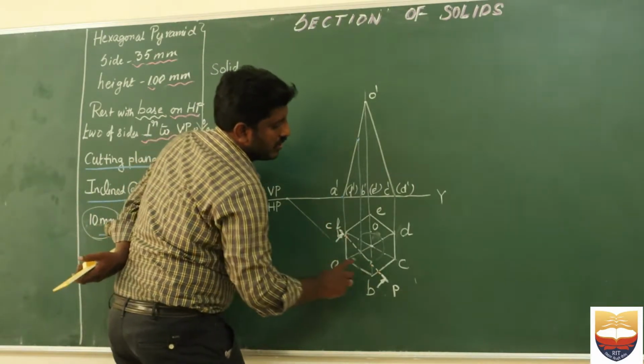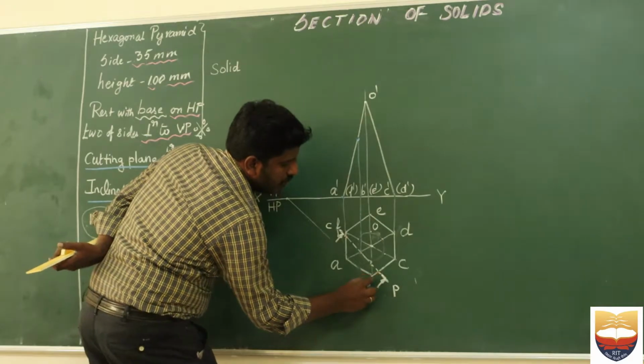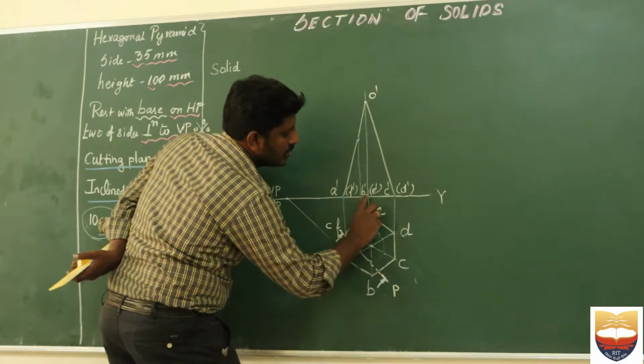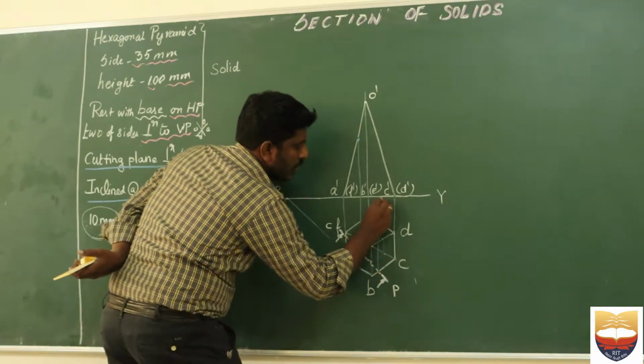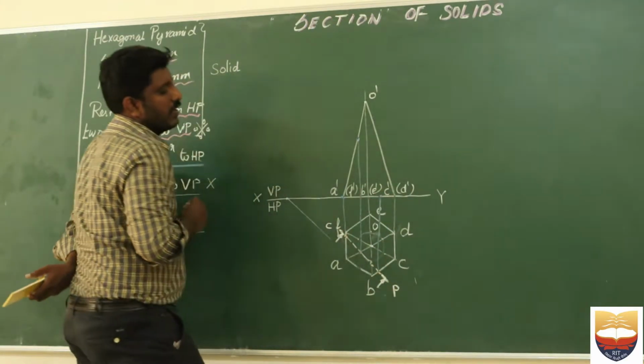Let me come to the last. So where is this point actually available? It is available at B to C. Where is B to C? This is my B to C. So I simply project this point, and here I have a point.